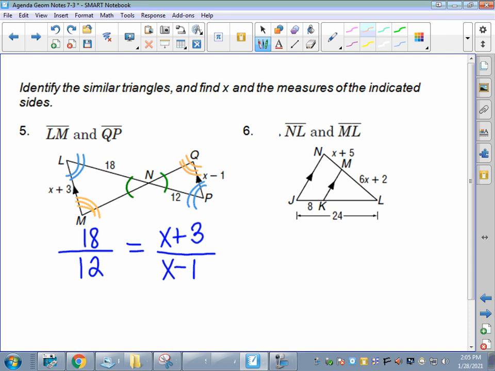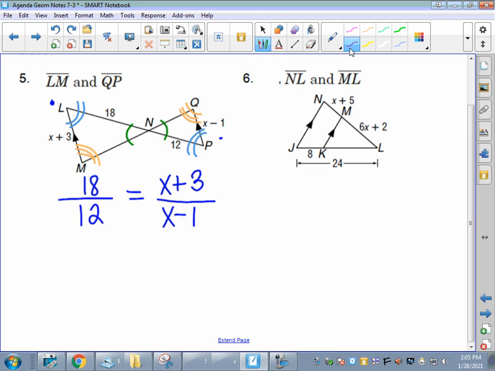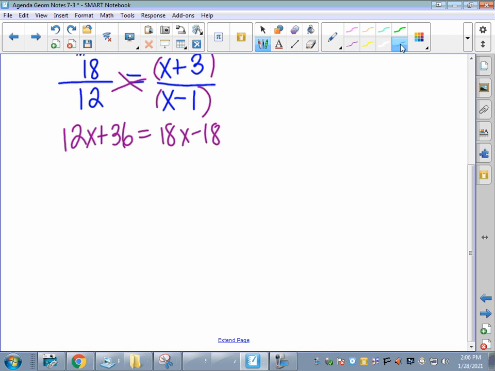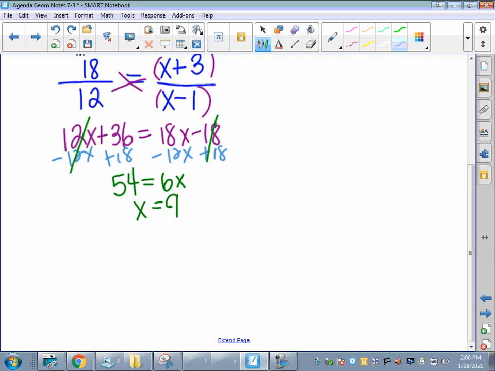So this triangle is on the numerator, this triangle's in the denominator. So don't forget when you do these, make sure you distribute. So I'd have 12x plus 36 equals 18x minus 18. Hit pause while I do this so you can follow along and do the problem. I'm going to subtract 12x and add 18 to both sides. That and that will cancel out, so I'll be left with 54 equals 6x. So x has to be equal to 9.